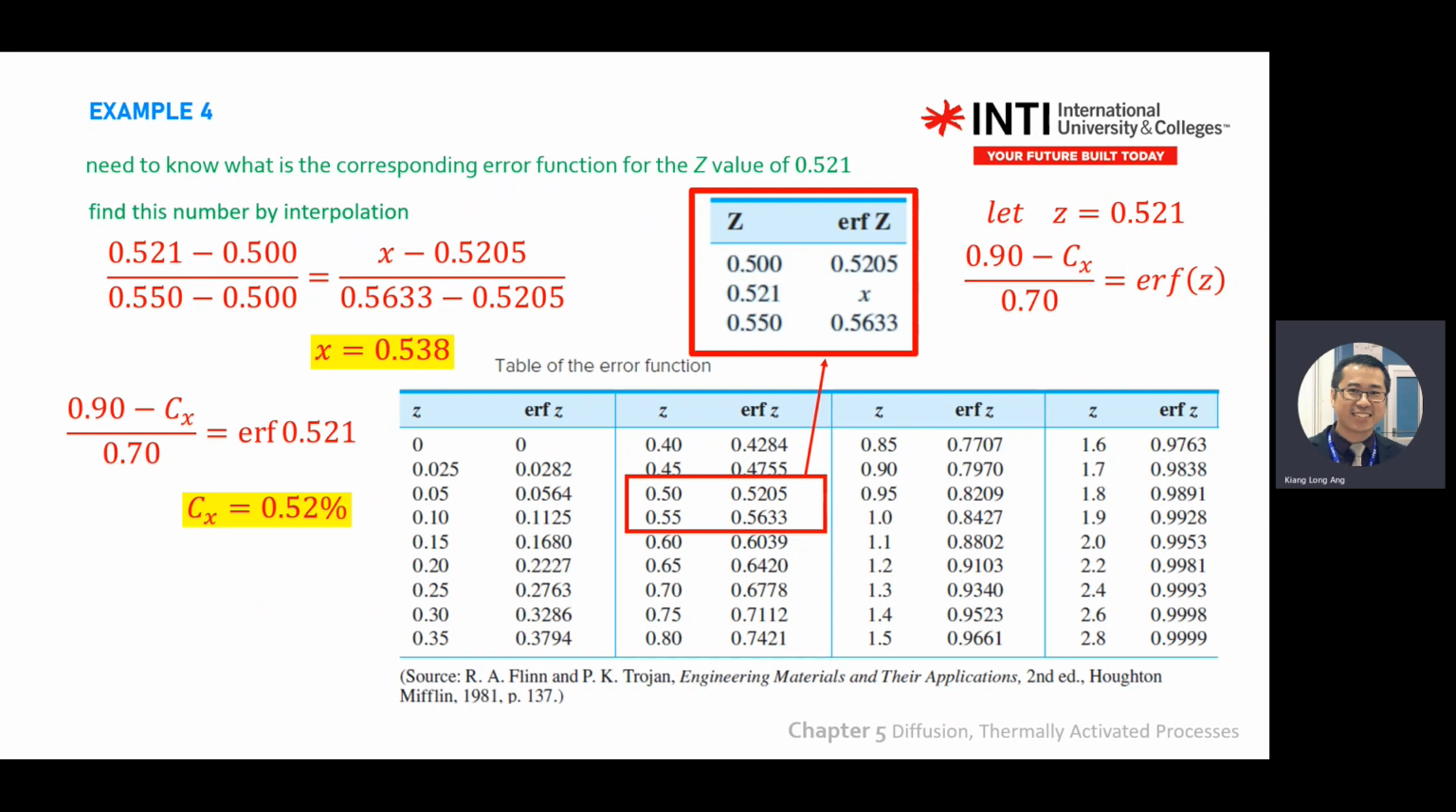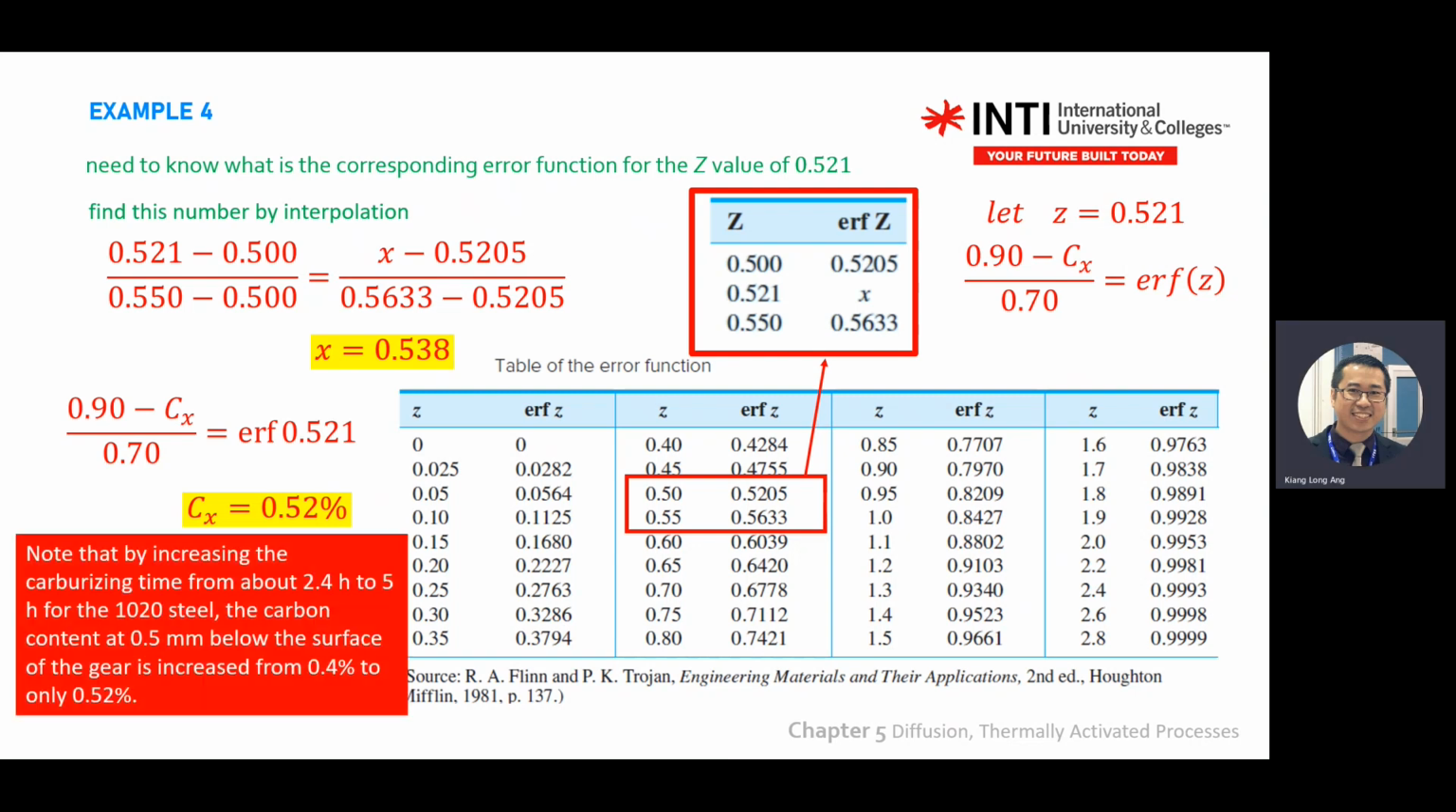Polish your interpolation skill. And don't press the long number during your assessment. Sometimes you know, but when you panic, you will press the wrong number, especially the decimal place. You will forget the decimal place, or you press the wrong decimal place. Okay, the rest you read.